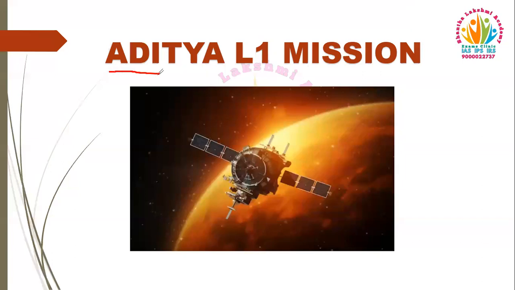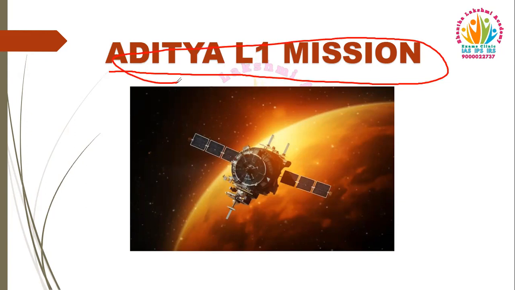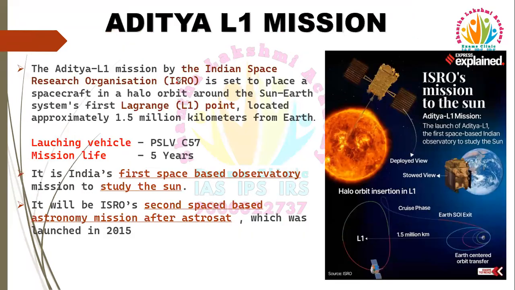In today's session, we are going to study about the Aditya L1 mission in detail. So ISRO has seen back-to-back success following its Chandrayaan-3 mission. Within days after that, ISRO has successfully launched the Aditya L1 mission. The name Aditya L1 itself denotes that Aditya means sun in Sanskrit and L1 means Lagrange 1 point.